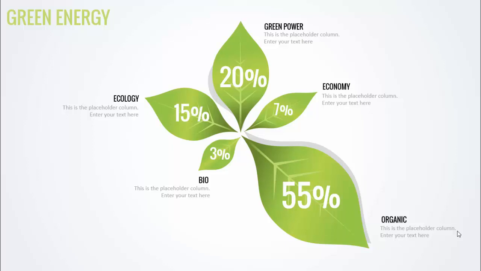In this tutorial, I'm going to show you a slide on green energy. As you can see here, I'm representing the green energy with the leaf so that it actually represents the green energy slide. So now here, if you can see here, I have added 5 different leaves, small and big, based on the percentages. Like I have added 55 percentage for the big leaf, for the organic, then 20% for green power ecology, for 15%, like that.